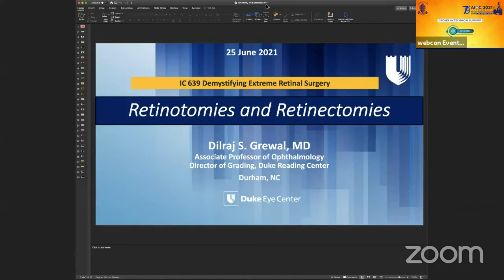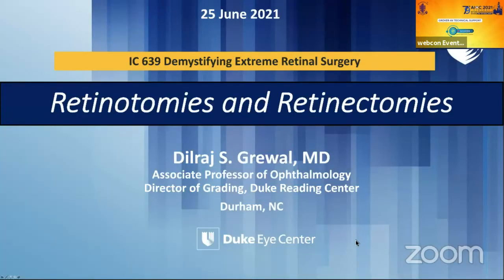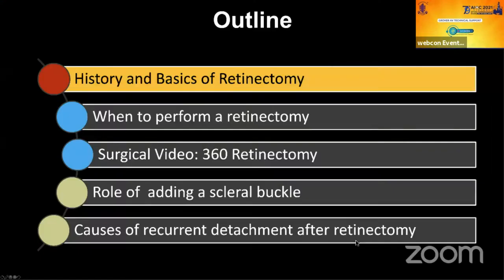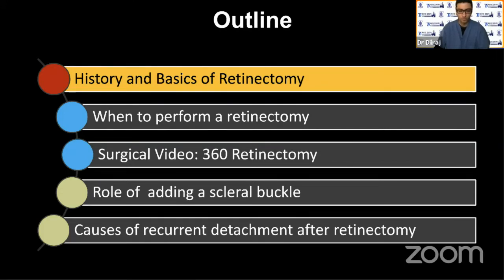I am going to talk about retinotomies and retinectomies. Basically, the idea is to discuss when to do a retinectomy or a retinotomy and how to perform it. So this talk over the next 10 minutes is going to briefly discuss history and basics of a retinectomy, when to perform it, review some surgical videos, discuss what's the role of adding a sterile buckle in such cases, and then what are some of the causes of a recurrent detachment after you've performed a retinectomy.